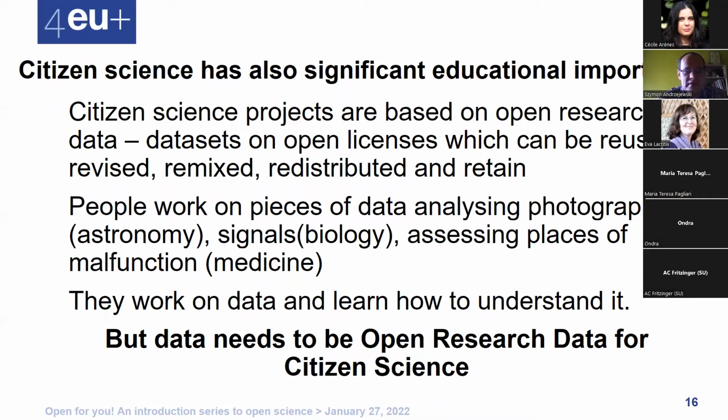Because without this, they cannot be used by citizen scientists to change them, to analyze them. So people in citizen science work on pieces of data, analyzing photographs, signals, assessing places of malfunctions, assessing photos in social science. So they work on data and also learn how to understand it. But of course, as I said, those data need to be open research data.